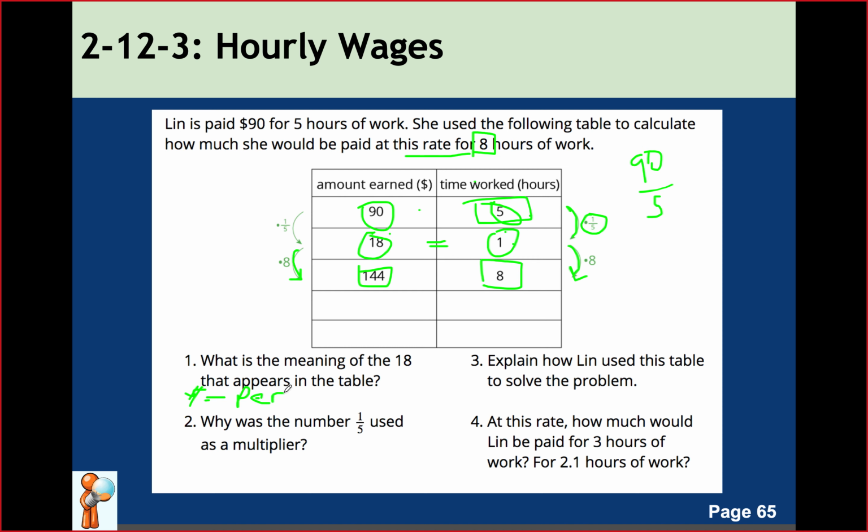When I was babysitting in high school, I got paid $5 per hour. And a lot of jobs now start out at about $8 per hour. Especially for those first jobs, it's going to be minimum wage, which could even be $7.25 per hour. But that's what that 18 means. So Lynn gets paid $18 for every 1 hour of work. So how much would Lynn be paid for 3 hours of work?